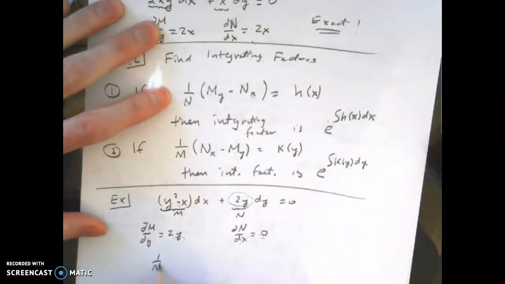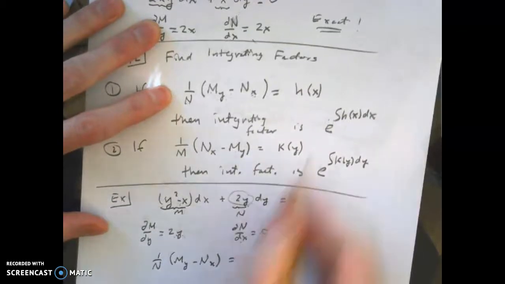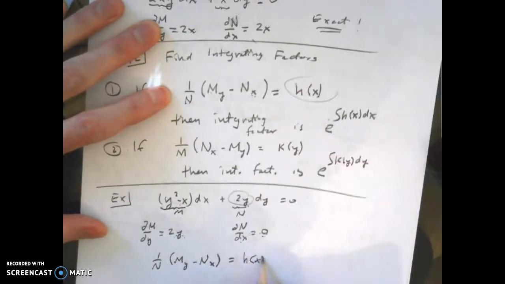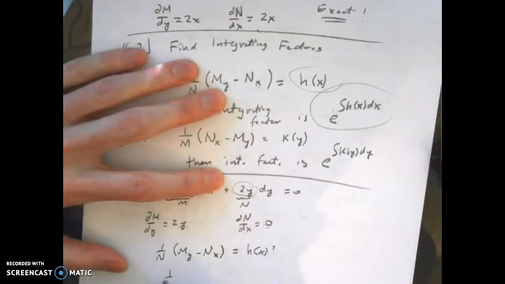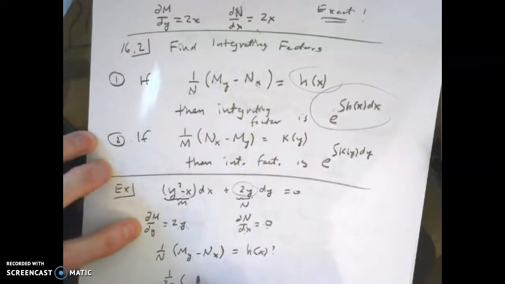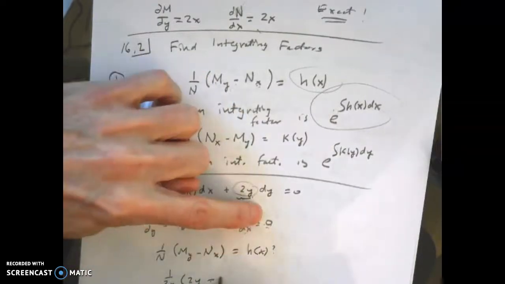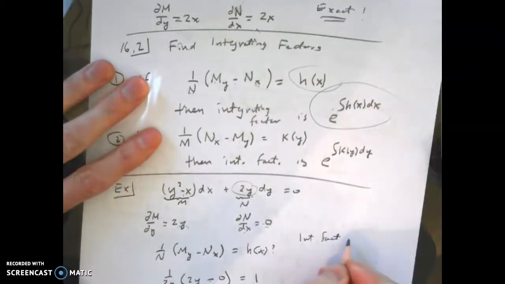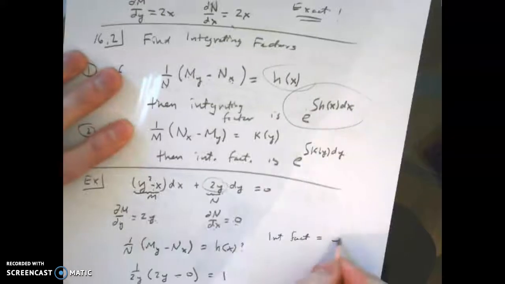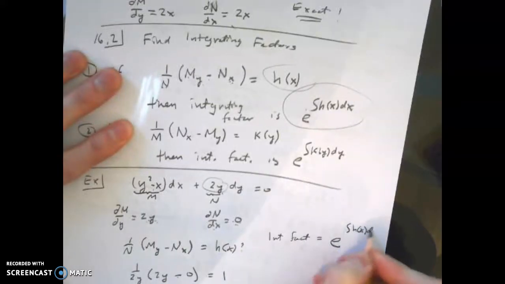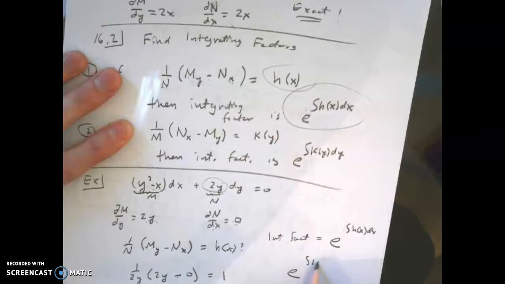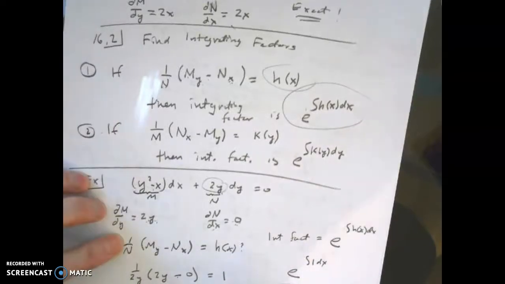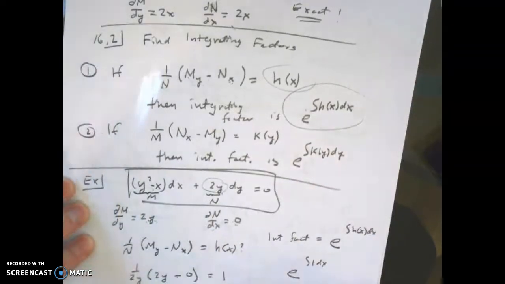1 over n times my minus nx. Okay, and if that's equal to a function of x, then this is an integrating factor. Okay, so let's try 1 over n, 1 over 2y times my, which is 2y minus 0. Okay, I just get 1. So my integrating factor is equal to e to the integral of h of x dx, or e to the integral of 1 dx, or e to the x. Okay, so I'm going to take both sides of this equation and multiply by e to the x.